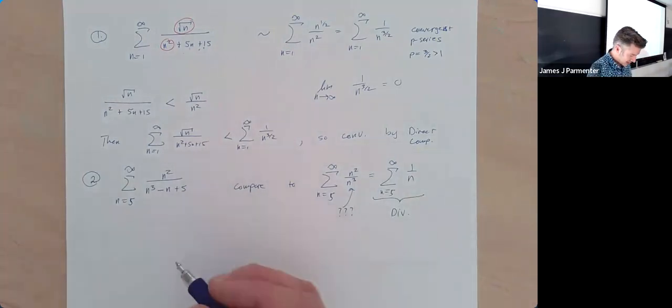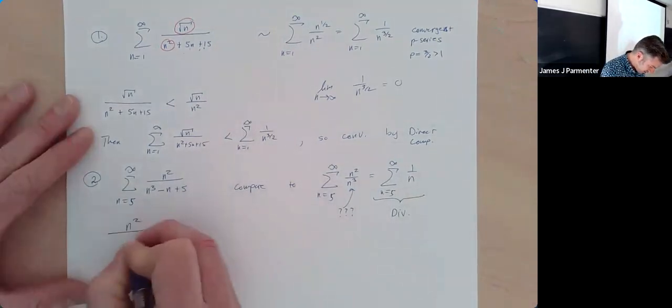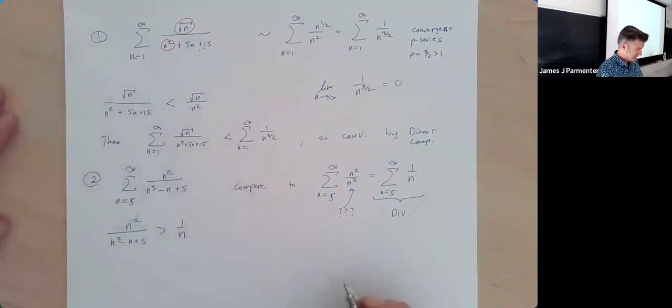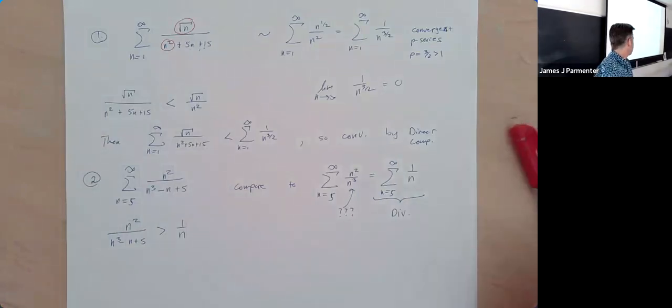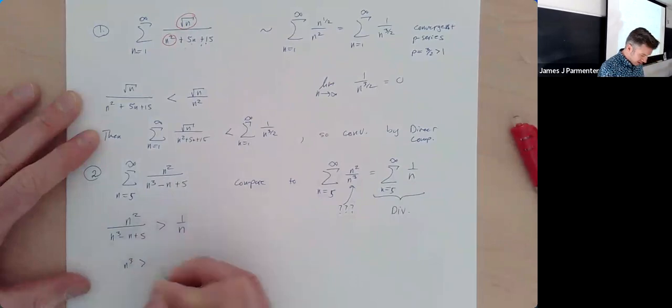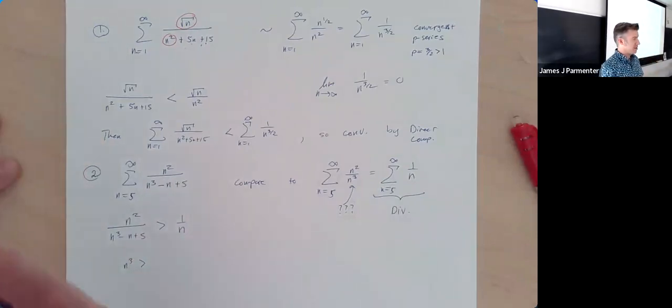So now what we have to say is, is n squared over n cubed minus n plus 5 bigger than 1 over n? Maybe, probably. It probably is because I started at 5. But if you really wanted to check, you could do some cross multiplying. I mean, this is where the direct comparison test starts to kind of suck. Because to actually use it, you have to make sure that the thing you're comparing it to is actually bigger than the divergent thing or actually smaller than the convergent thing. And maybe it is some of the time, maybe not always.